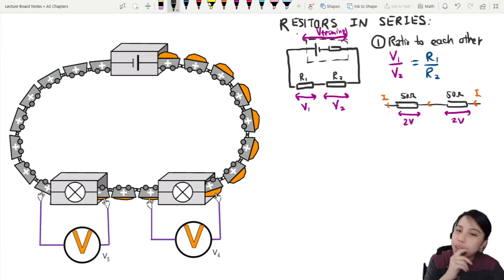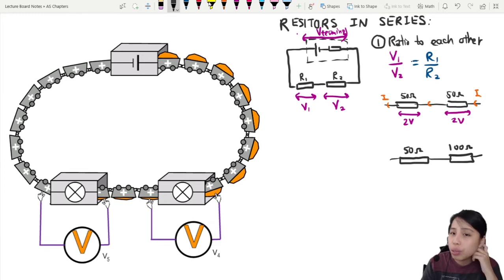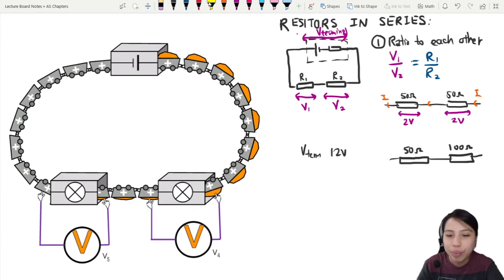The second question is then, is there another way we can do ratios? Yes, there's one more. What if I give you a situation where you have 50 ohm and the other one is 100 ohm, and you're connected to a battery of EMF, let's give a battery EMF. EMF is 12 volts, for example. Okay, or rather terminal potential difference. Safer to say terminal potential difference. Terminal potential difference given to these two is 12 volts. How would you find V1 and V2?